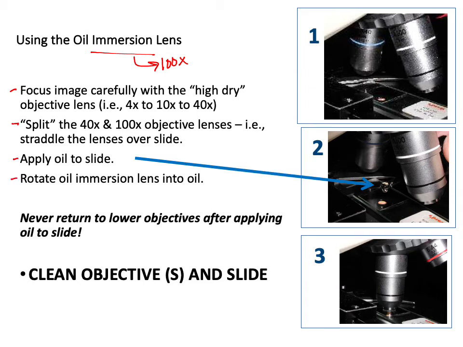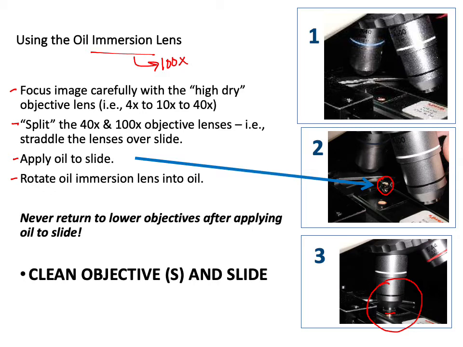Basically, what happens with the 100x objective, and you can see it here in this bottom image labeled number 3, is that this objective is so large that it comes very, very close to touching your slide. In order to protect that objective, we usually put a drop of oil on the surface of our slide to help lubricate the surface. It also allows the image to be a lot sharper.